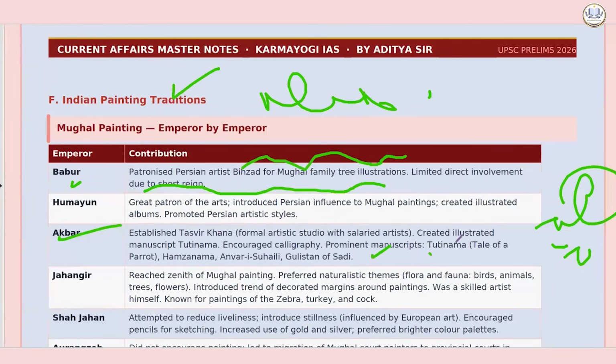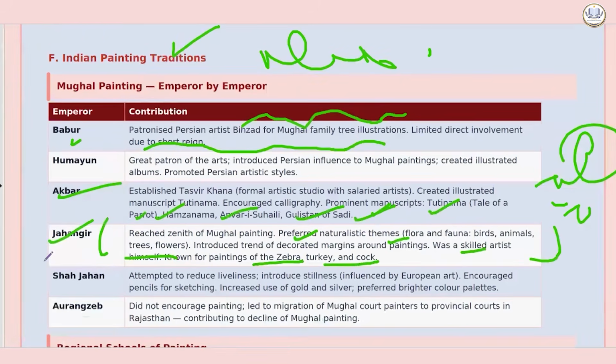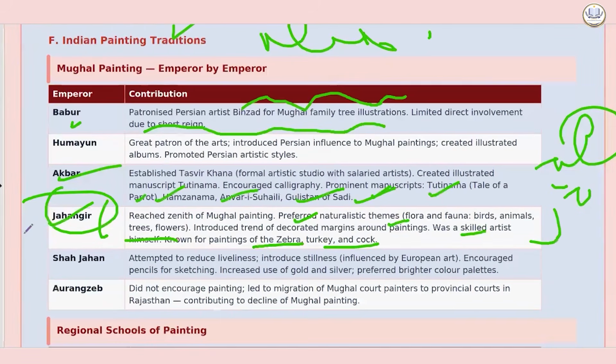Prominent manuscripts were Tutinama, the Tale of the Parrot, the Hamzanama, Anwar-i-Suhaili, and Gulistan of Sadi. Jahangir is where painting reached its zenith. He preferred naturalistic themes: flora and fauna, birds, animals, trees, flowers. He introduced the trend of decorated margins around paintings. He was a skilled artist himself, known for paintings of the zebra, turkey, and cock. Also, many paintings and portraits were made during Jahangir's time. Ustad Mansur was one of the great artists.